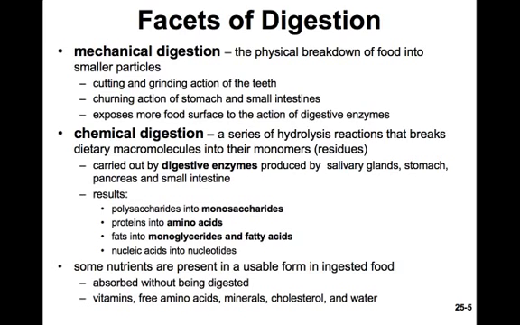Some nutrients are already usable in their digested form, so we don't need to do chemical or mechanical digestion. Things like vitamins, amino acids that are already free, not part of another protein, some minerals, cholesterol, and water.